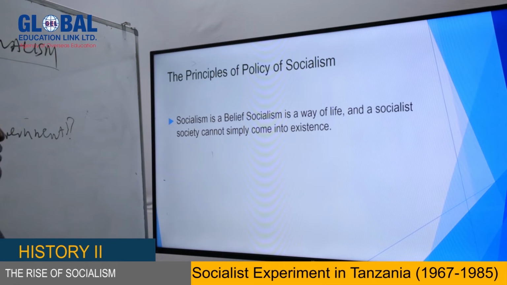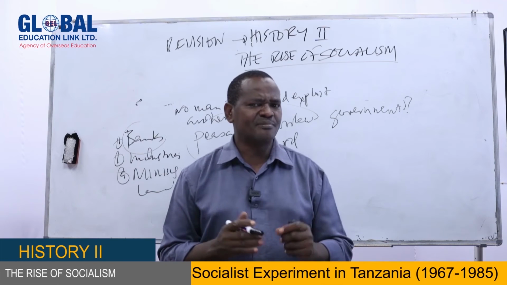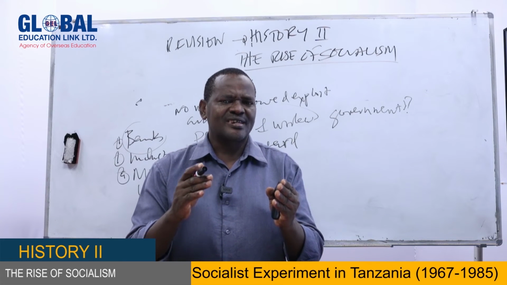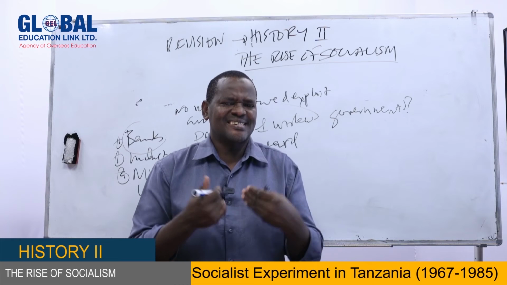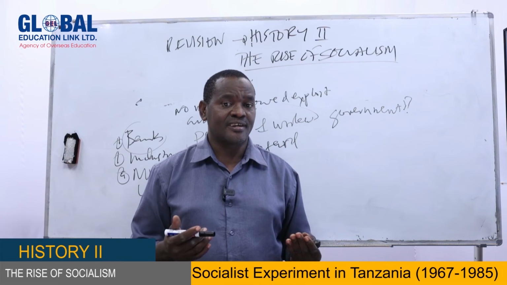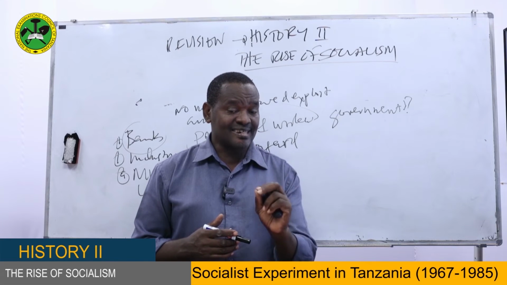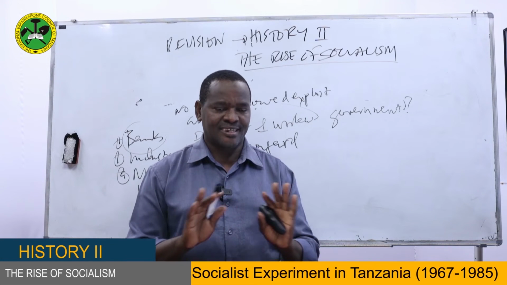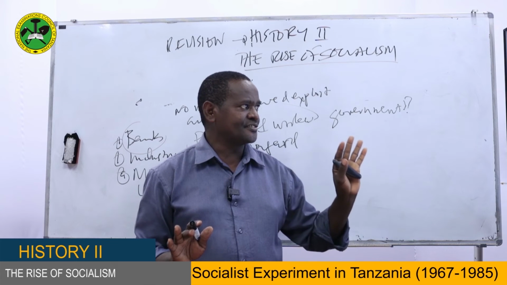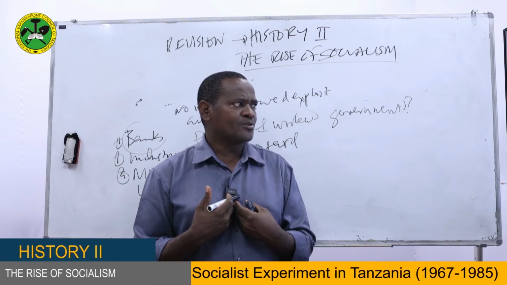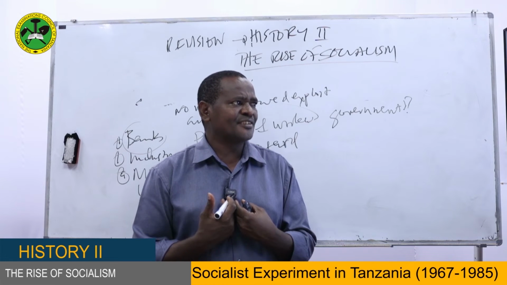Socialism is a belief, is a way of life, and a socialist society cannot simply come into existence. Socialism is a belief that, if you are really socialist, has to come from your heart. Why? Because some people might preach that they are socialist at the podium, but in reality, deep down in their heart, they are not socialist. So that's why they say socialism is a belief. It starts from the belief. You have to believe in socialism. You have to live a way of life which is a socialist life.